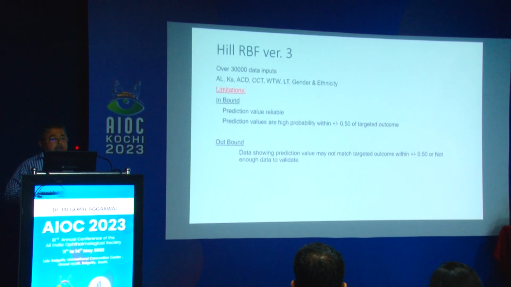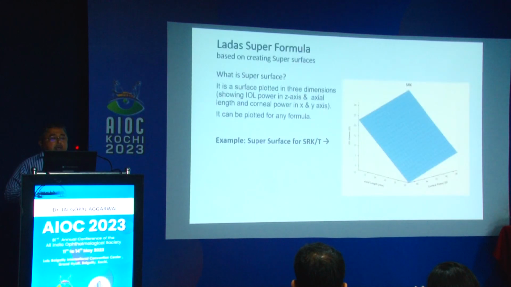The limitations are again inbound. The prediction value is reliable, and in prediction value there is a high probability that it is within 0.5 of the target outcome. Outbound, there is a limitation called the outbound. The outbound data shows the prediction value may not match the target outcome within 0.5, and not enough data is validated.